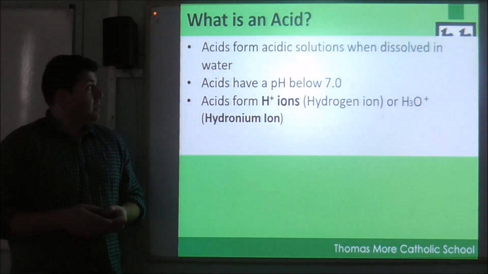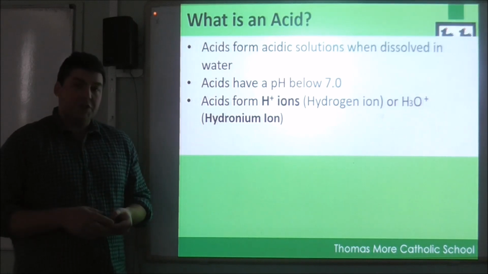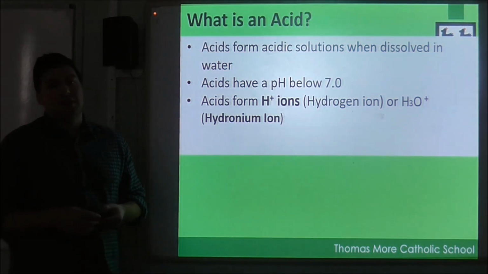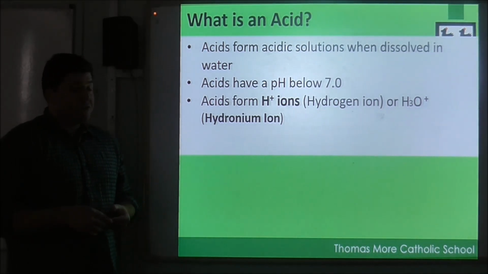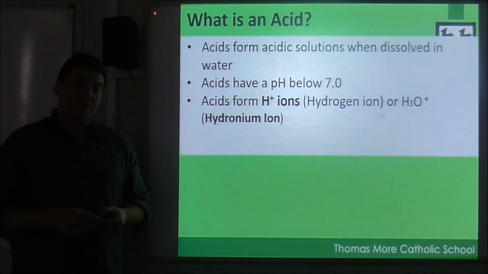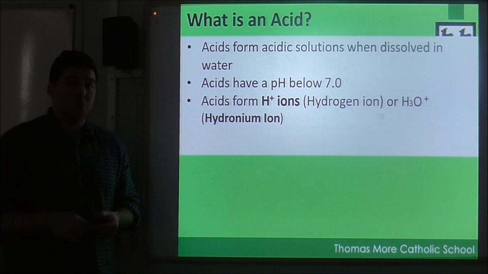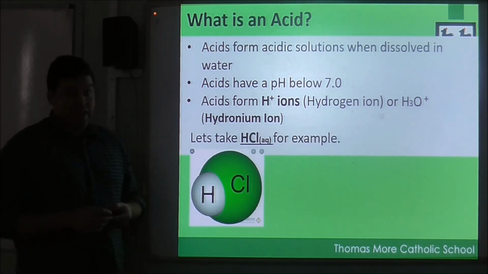What is an acid? Acids form acidic solutions when they're dissolved in water. They have a pH of below 7. Acids dissociate into H+ ions when they dissolve in water. For those of you who are about to start Year 12 chemistry, you might want to look up the formation of this hydronium ion. The idea there is that the H+ ion combines with water to form H3O+. Anyway, let's go back to GCSE and let's take hydrochloric acid, for example.